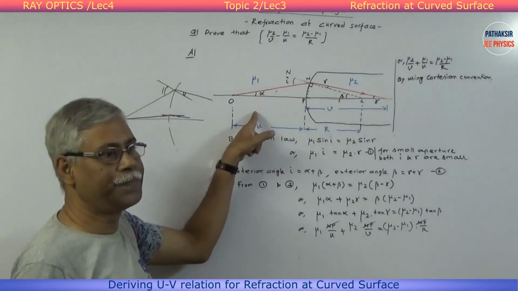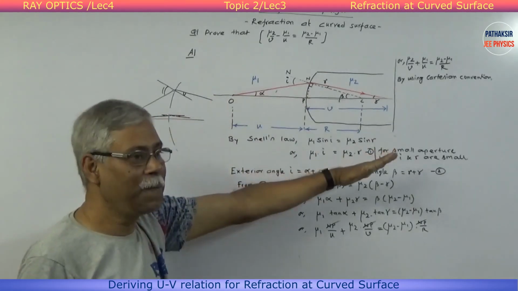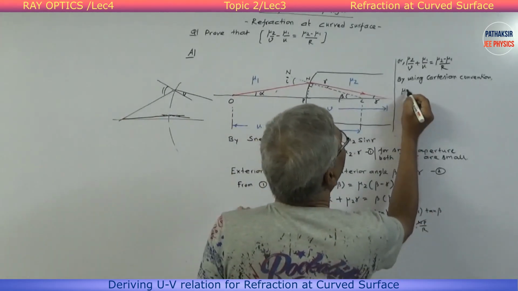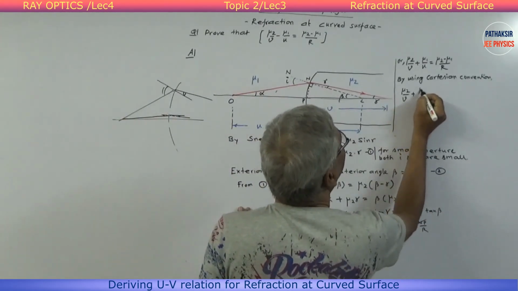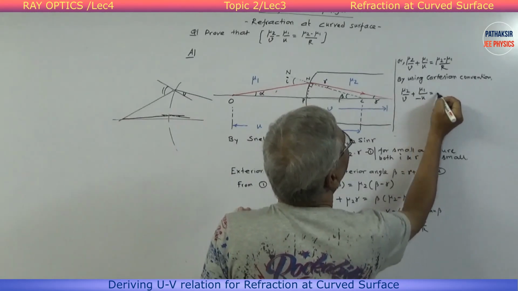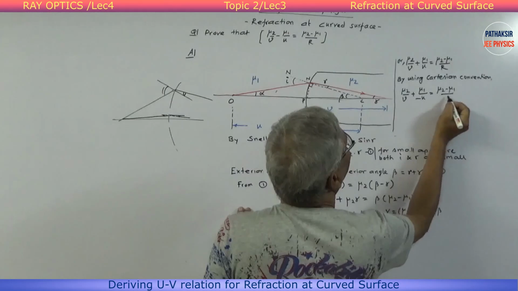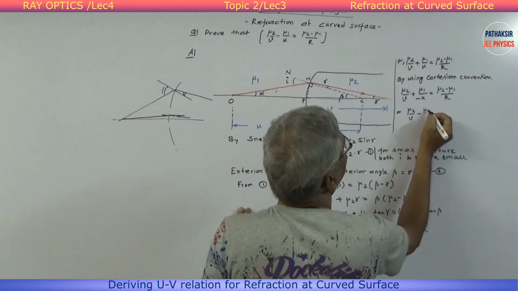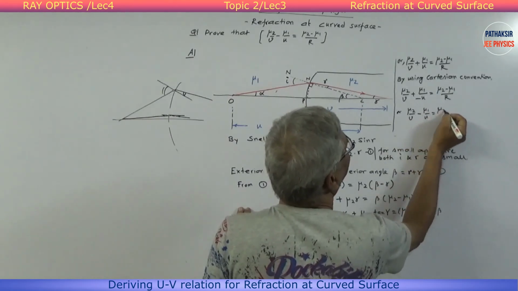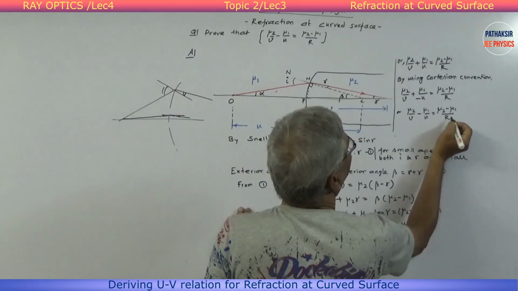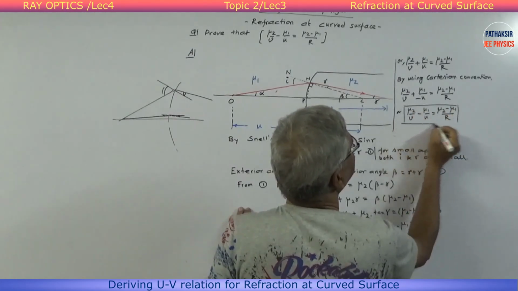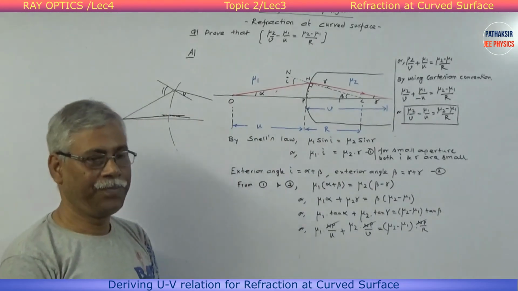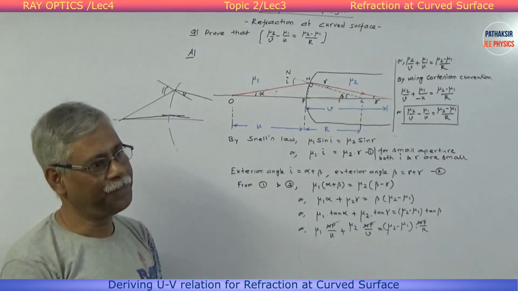What about u minus v plus r plus... this is the formula in Cartesian. Okay.